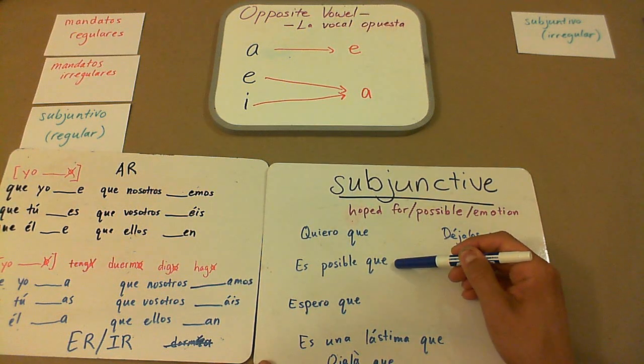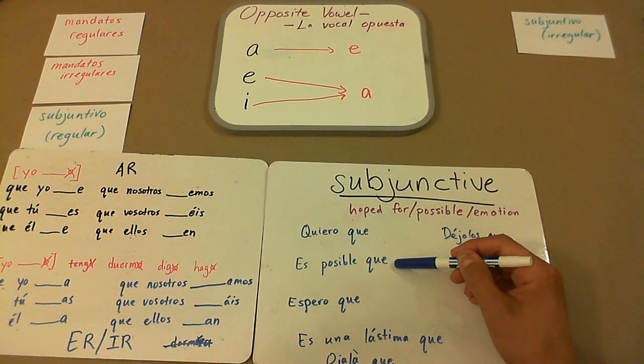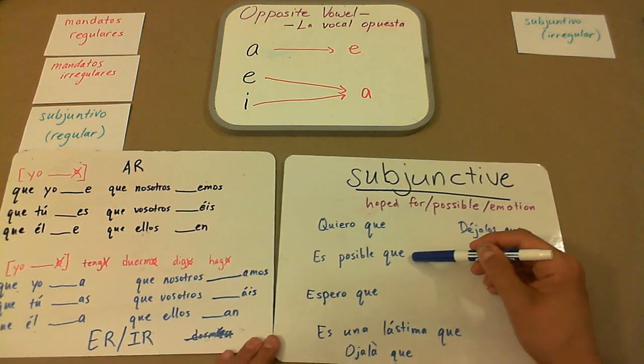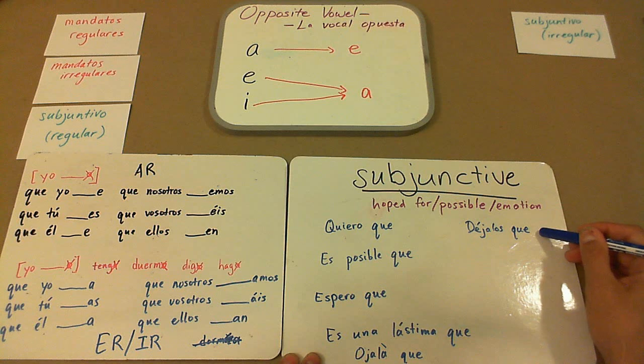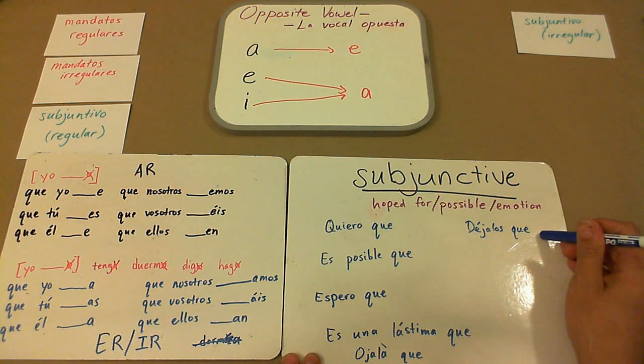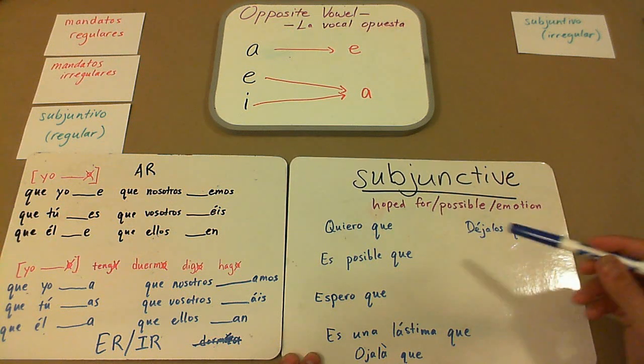Es posible que llueva. That's how you would say it's possible that it rain. Right? It might rain. Es posible que llueva. Déjalos que hablen. Déjalos que digan. Déjalos que inventen. Déjalos que jueguen. Let them do those things.